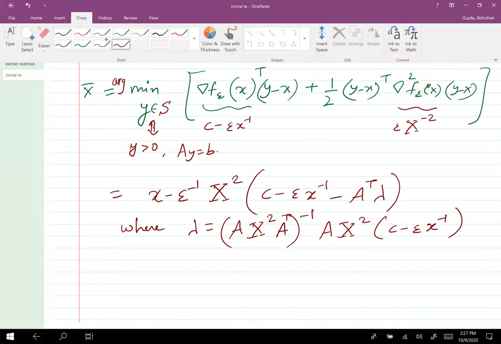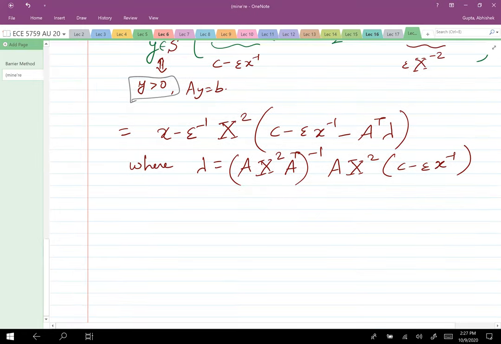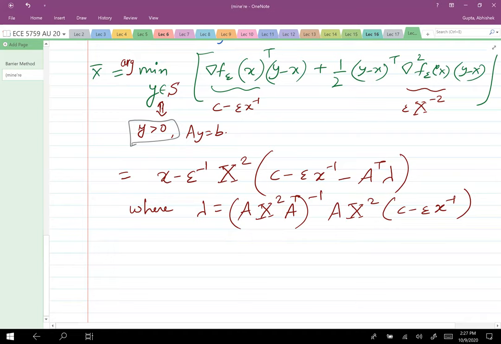Okay, so I can actually compute this solution exactly. What I've done is I've ignored this condition y greater than zero. I've just computed the minimum for this Ay equals b with the hope that I can pick my parameter epsilon appropriately so that this whole term is going to be positive. Okay. Any question on this Newton step?